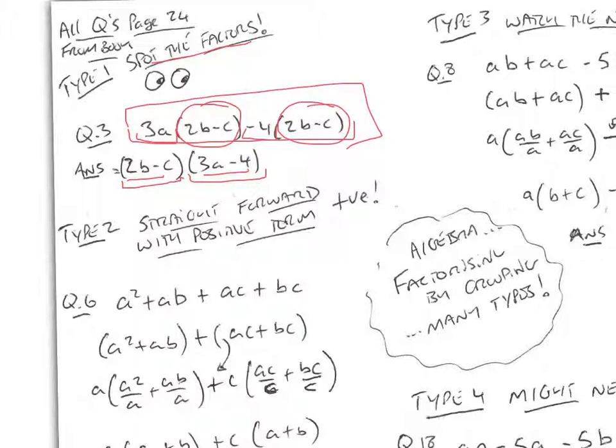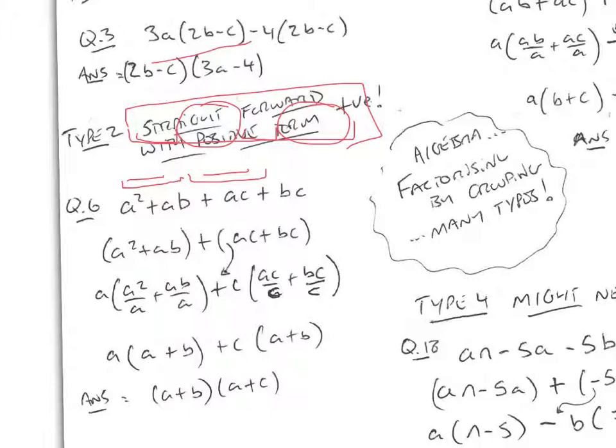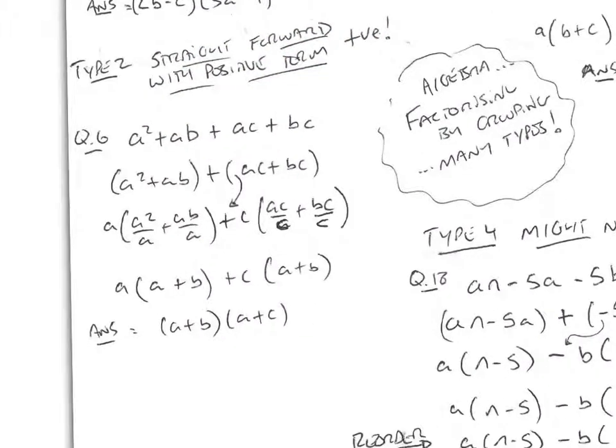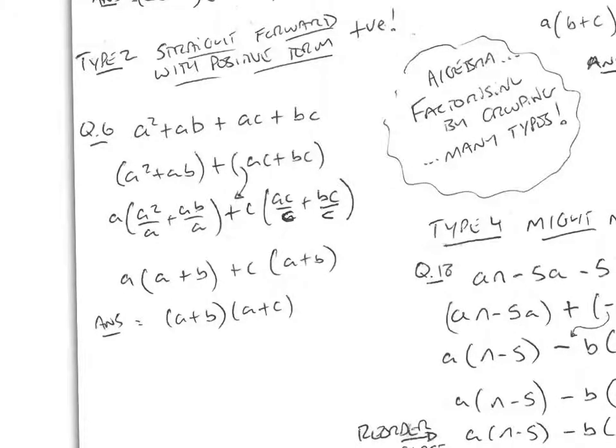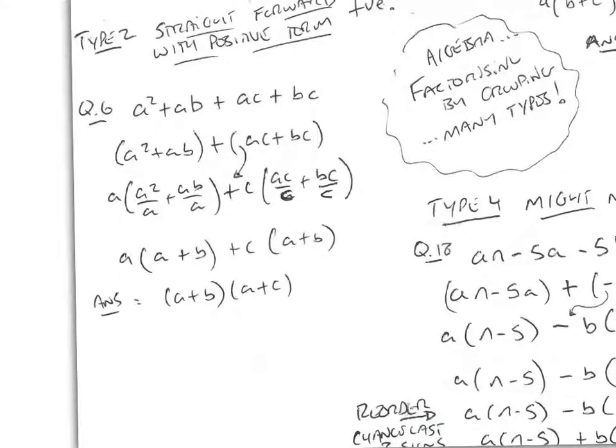The second type are straightforward, and they just have positive terms in them. So if we look up here at the second type, let's rub that out. For example, question 6 on page 24 in your textbook. Let's look at this one: a squared plus ab plus ac plus bc.